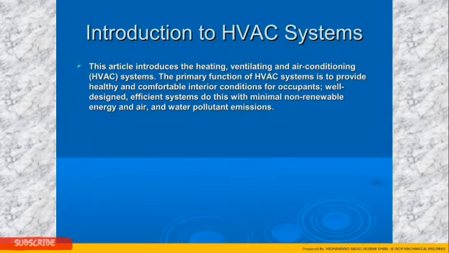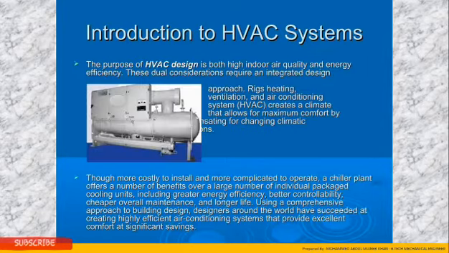Now this article introduces the heating, ventilation and air conditioning system. The primary function of a heating, ventilation and air conditioning system is to provide healthy and comfortable interior conditions for the occupants. A well designed, efficient system does this with minimal non-renewable energy and air and water pollutant emission. The purpose of HVAC design is both high indoor air quality and energy efficiency. These dual considerations require an integral design approach. A well designed heating, ventilation and air conditioning system creates a climate that allows for maximum comfort.